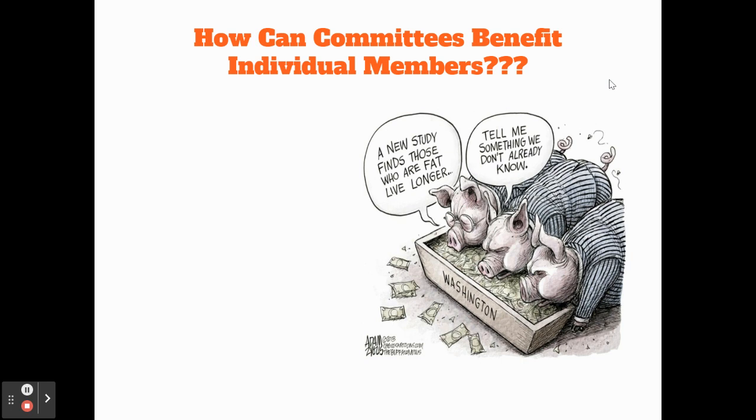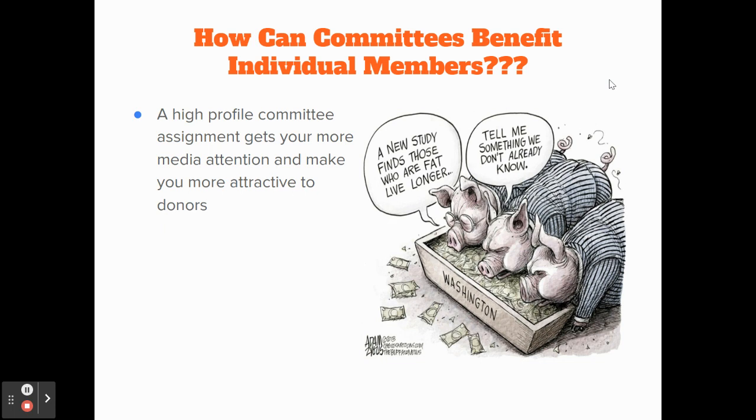So the committee assignments themselves, besides benefiting Congress because it allows them to specialize, also have the potential to benefit individual members of Congress. Some of those committees are more high profile than others. A high profile committee assignment, like you're put on a really prestigious committee, has the ability to get you more media attention and might make you more able to attract campaign donors, right? And just get your name out there. Some of those committees aren't nearly as high profile.